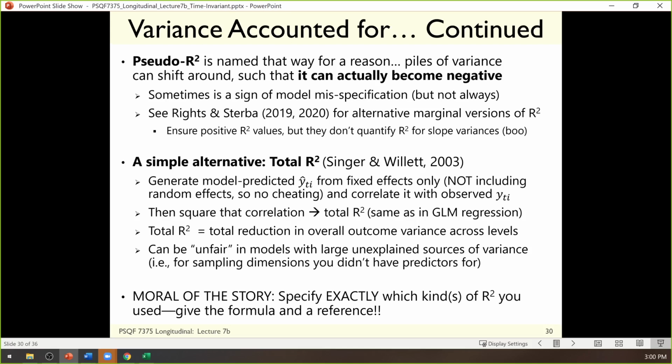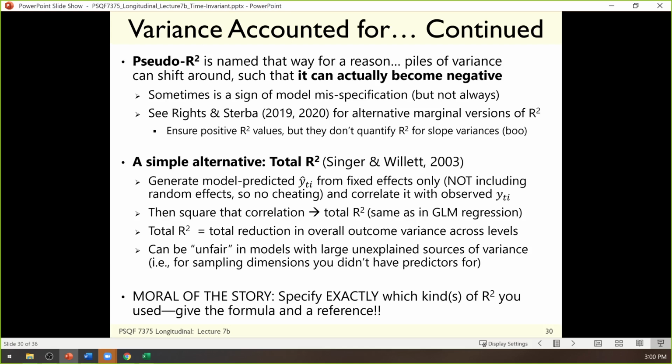So as a simpler way of describing effect size, you can do total R square, which is exactly what I just said. You ask for a saved column of model predicted outcomes from the fixed effects only. This is critical. Not with the random effects. So in each of these software packages, you have to make a distinction as to whether the random effects get included. Only fixed effects. And then we take that column of predicted outcomes, we take the real column, and we correlate them, square that correlation, and that's R square.